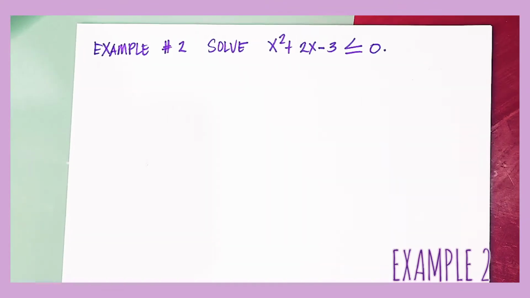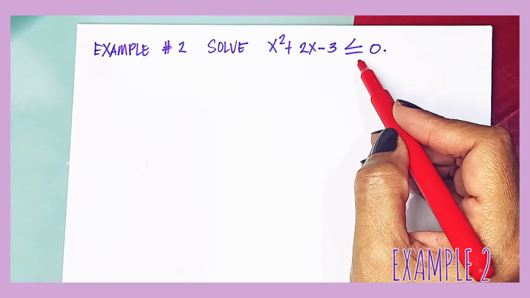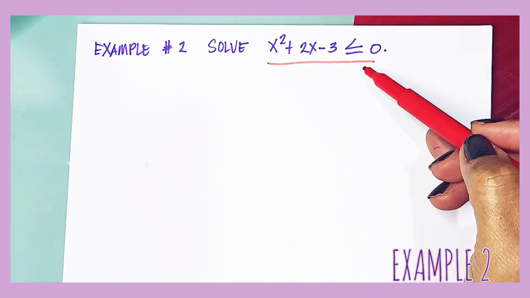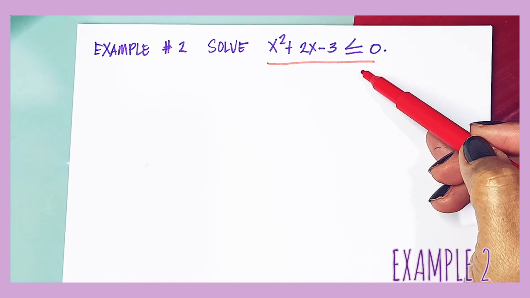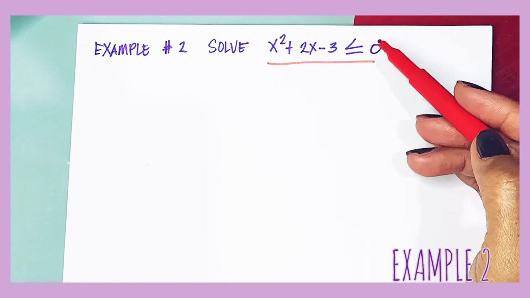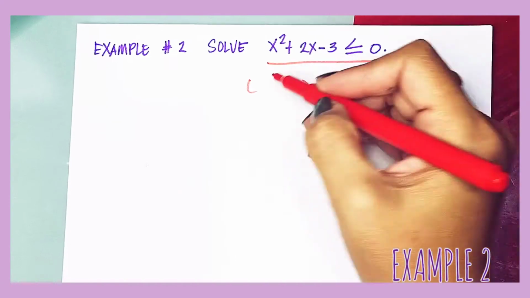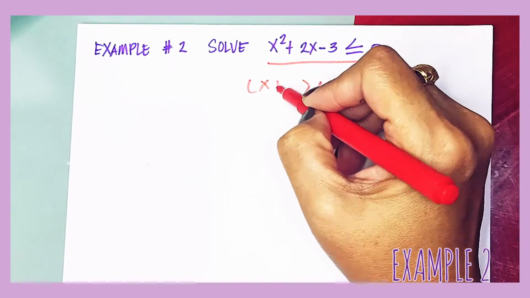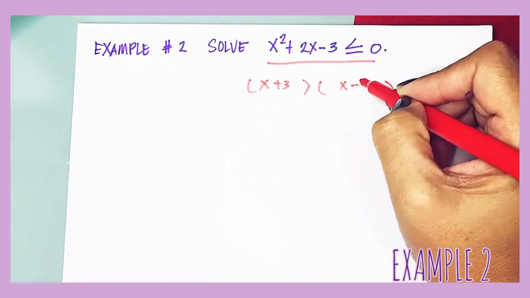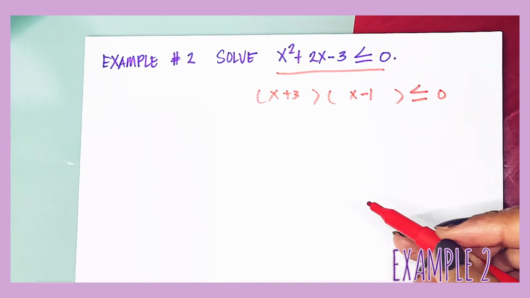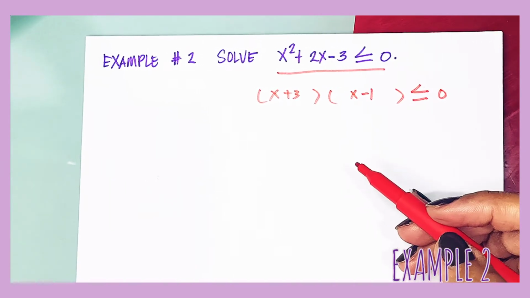Okay, so let's solve another example. Solve x squared plus 2x minus 3 greater than 0. In this example, the given is already in standard form. So, let's proceed to step number 2, where we factor the quadratic inequality. The factors are x plus 3 and x minus 1, and we need to equate this using its corresponding equality.